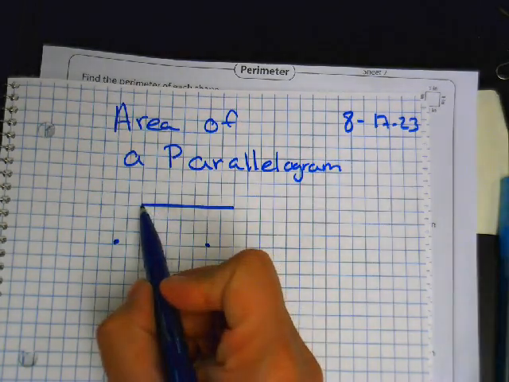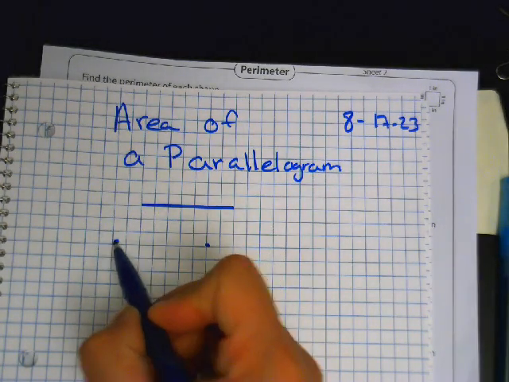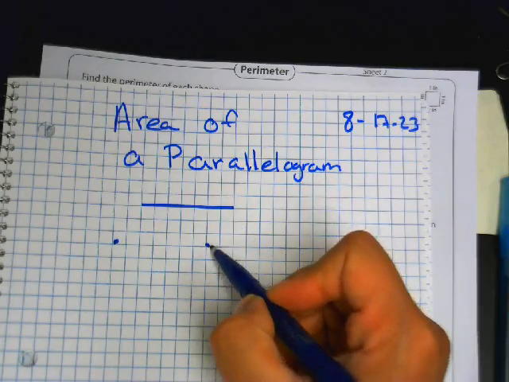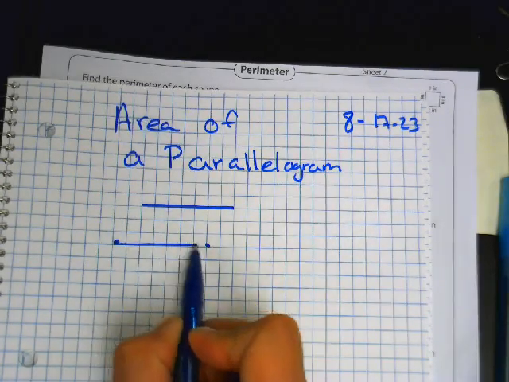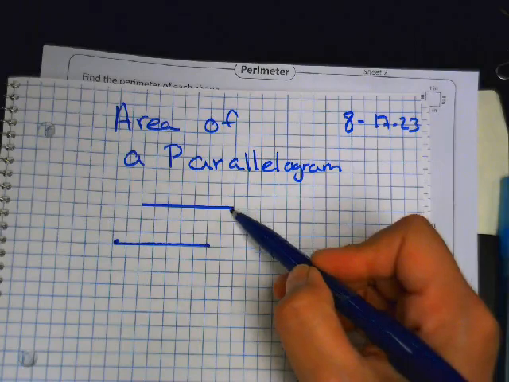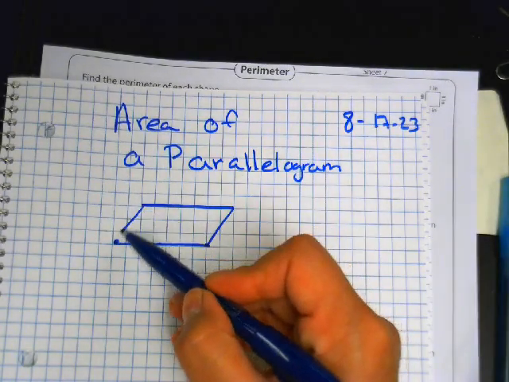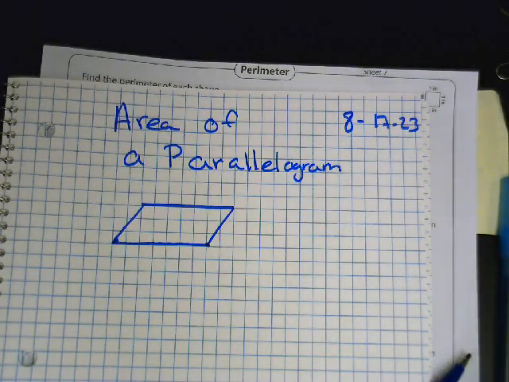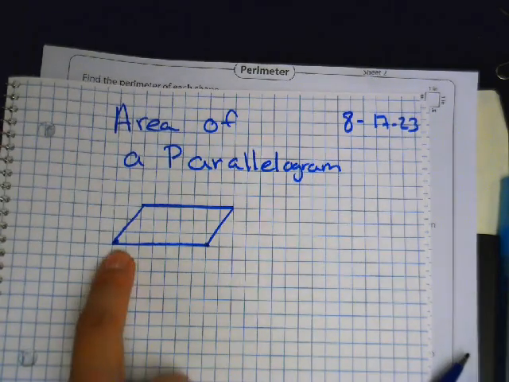So I went down 3 squares, over to the left 2. Same thing here. Down 3 over 2. So then I connect these 2 dots, like so. And then I connect and connect. So a parallelogram is kind of like the angles are not 90 degrees. You see how this one's not 90 degrees?